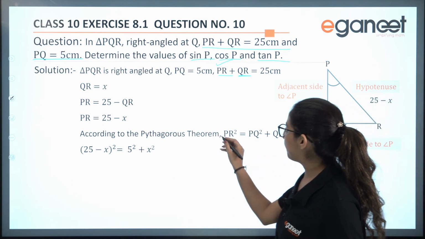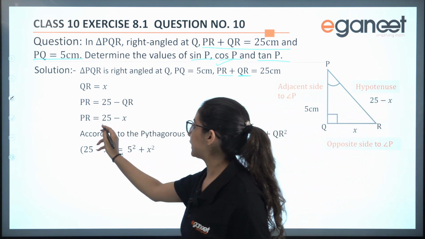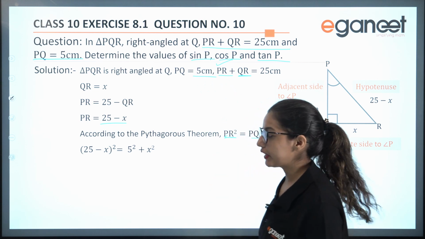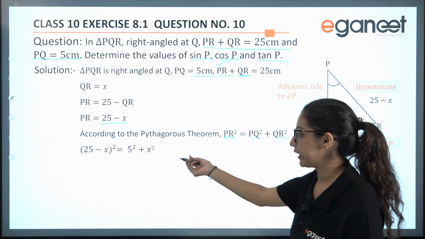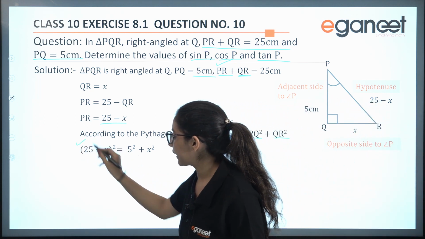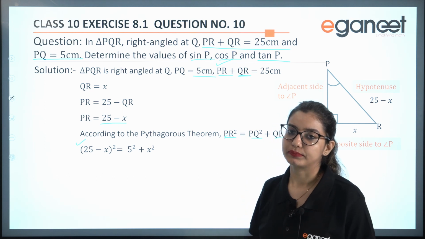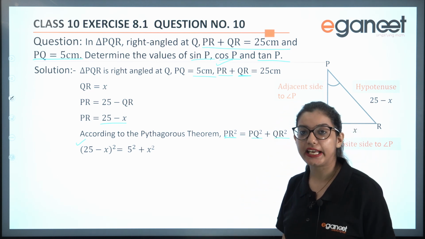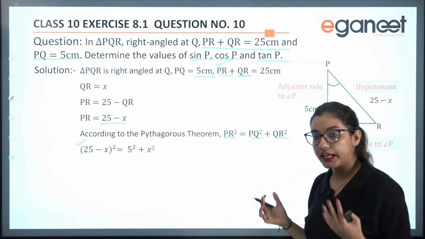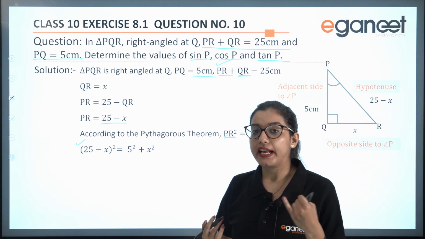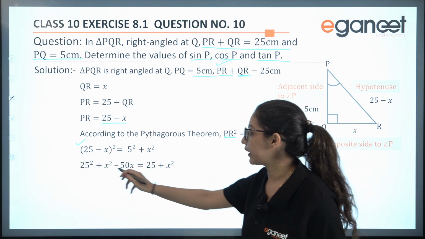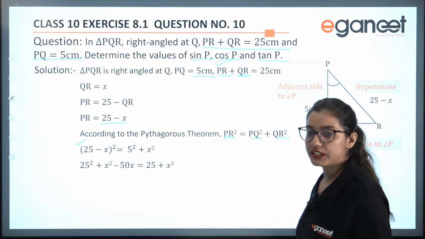So see, here PR is 25 minus x, right? Then this PQ is 5 centimeters, and then this QR is taken as x, right? So now you just need to open this bracket. How do you solve this bracket? Yes, it is just like a minus b the whole square, right? It is an identity, right? So a minus b the whole square gives us a square minus 2ab plus b square. So on applying this identity, we will have 25 square plus x square minus 50x, right?